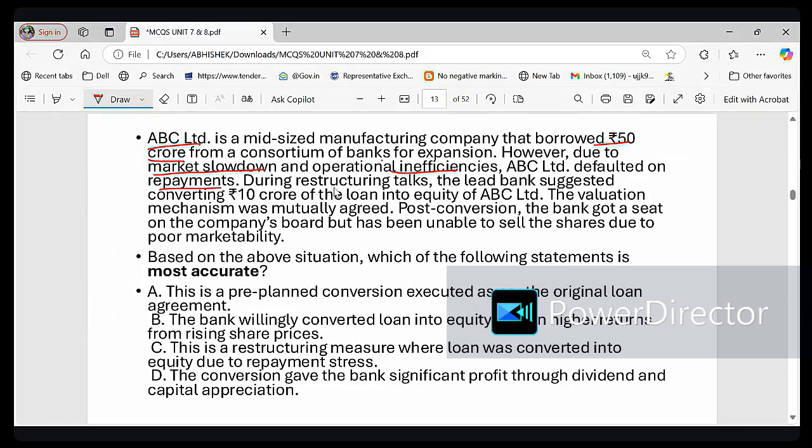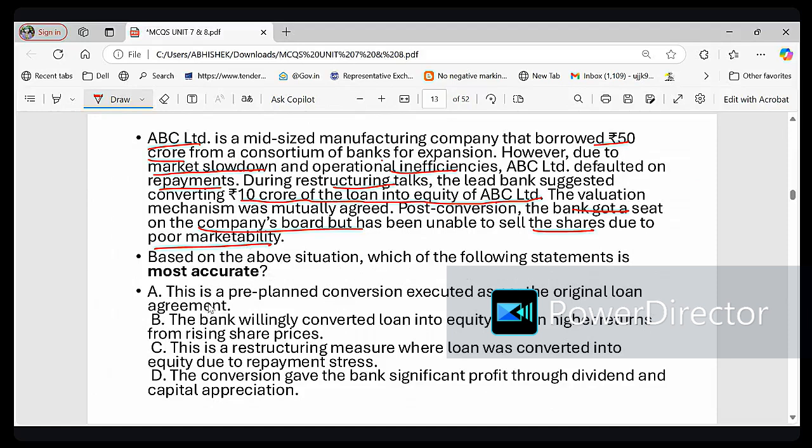During restructuring, 10 crore of the loan was converted into equity shares of the company. The bank even got a seat on the company board. But it could not sell those shares due to poor marketability. Now the question is, based on the passage, which of the following statements is most accurate?